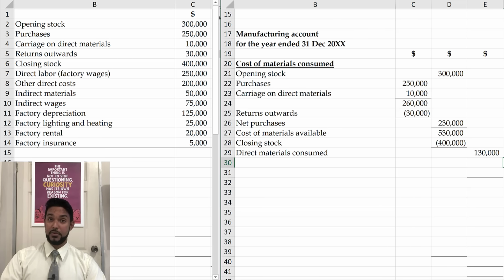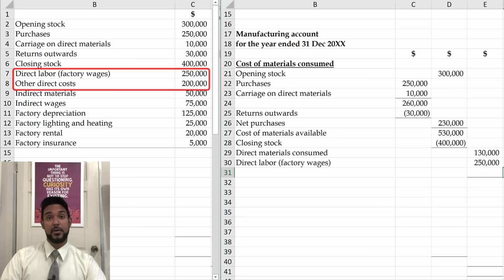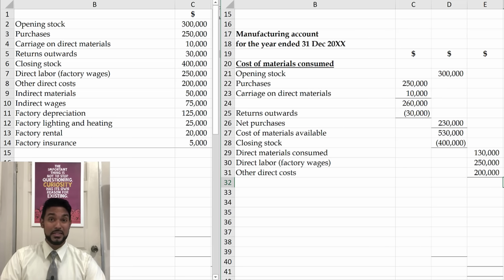Now, that's the first item in our prime cost section, to which we add direct labor, or factory wages as it's called here, 250. Other direct costs, 200,000. They didn't detail what those other direct costs are, so we just put it. We total those three things to give us total prime costs, or just prime cost.